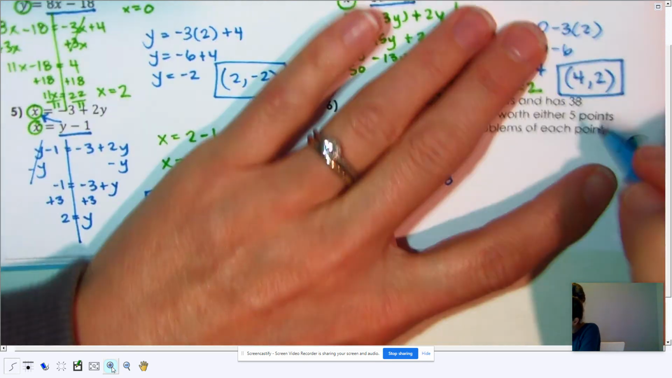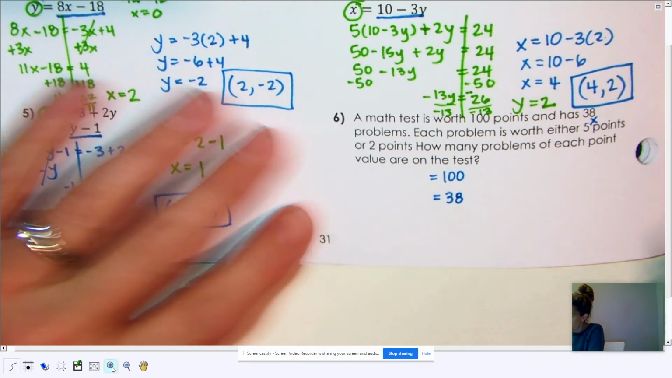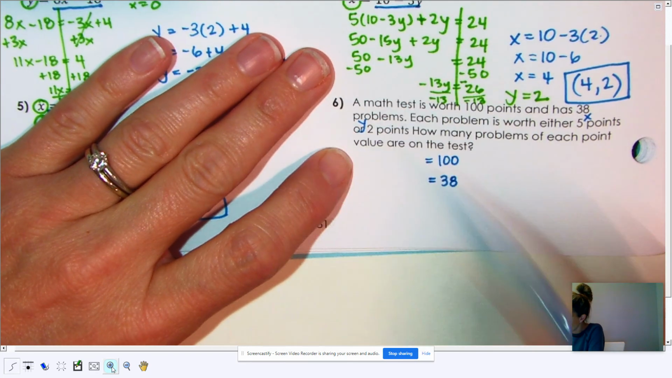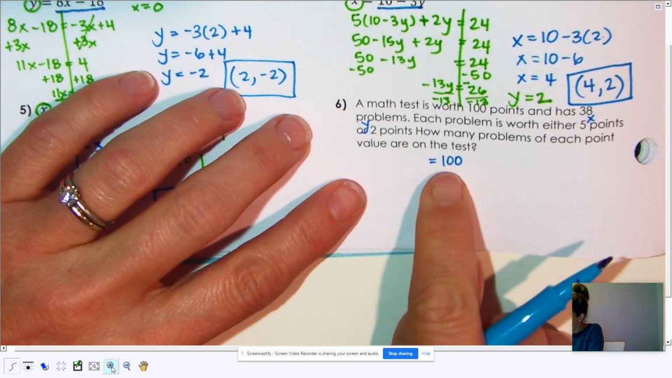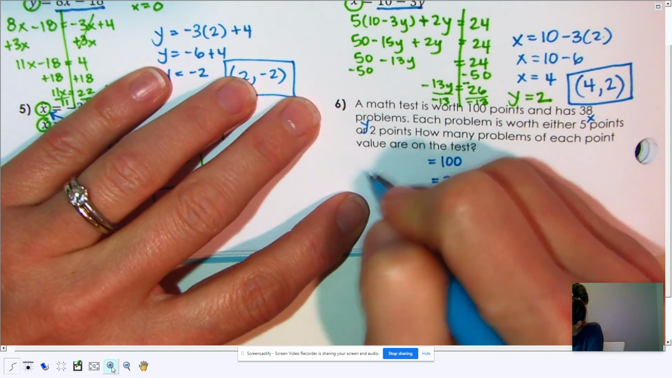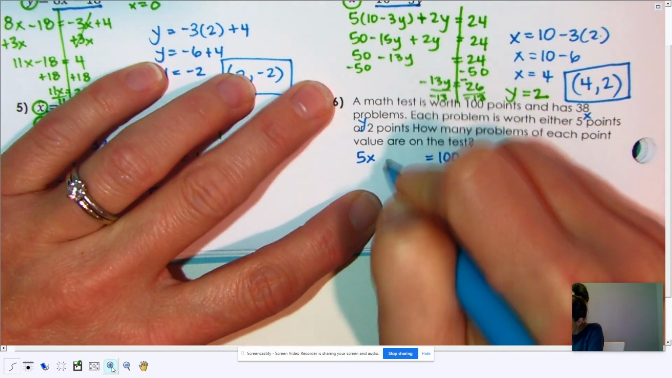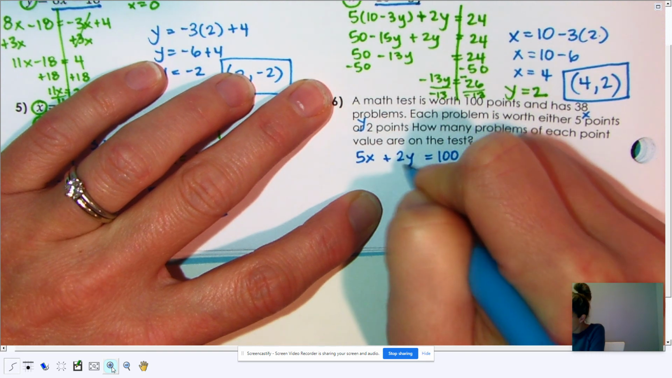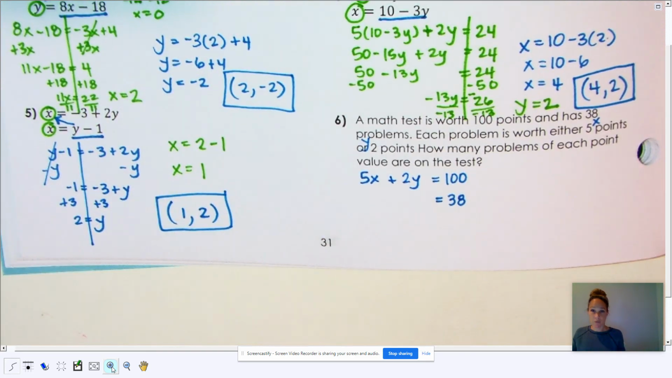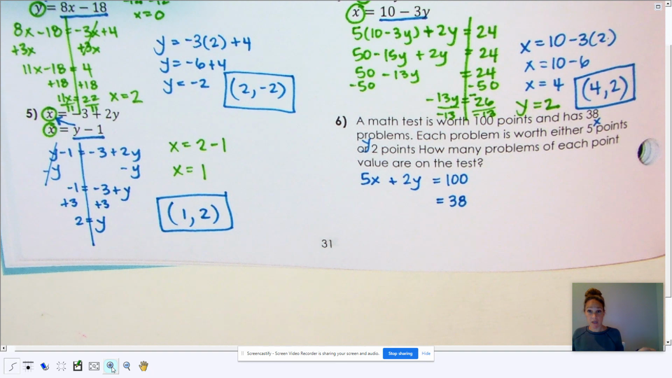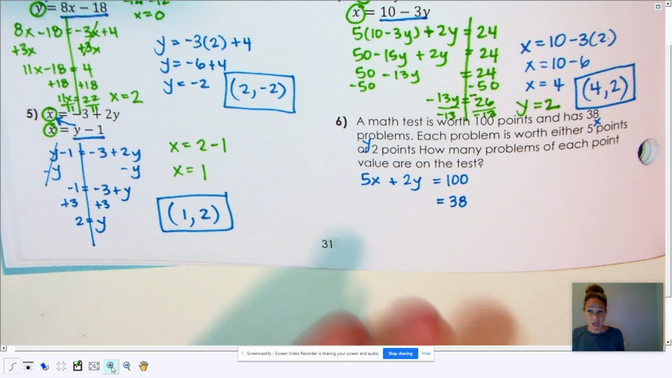So you could say, let's let x be the 5-point problems and y be the 2-point problems. So if I need to make 100 points, I would say each x problem times 5 points plus each y problem times 2 points will make the 100 points because they already told me there's 100 points on it. But I know there's only 38 problems.